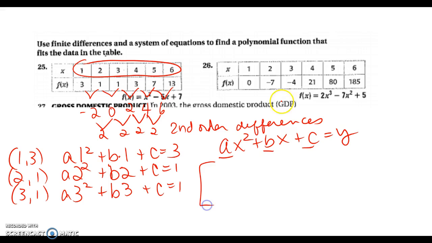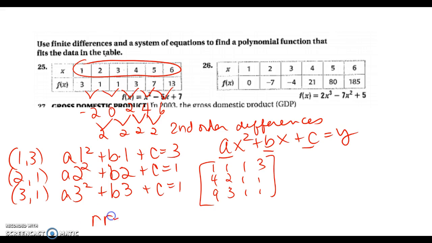So first I'm going to put the coefficients in, and then I'm going to put an answer column. So I need to put into my calculator a matrix. Go into my edit, and this is a 3 by 4. 3 by 4, and I'll have 1, 1, 1, 3, 4, 2, 1, 1, 9, 3, 1, 1. So I think I have it in there.